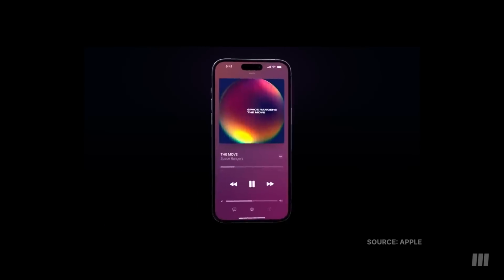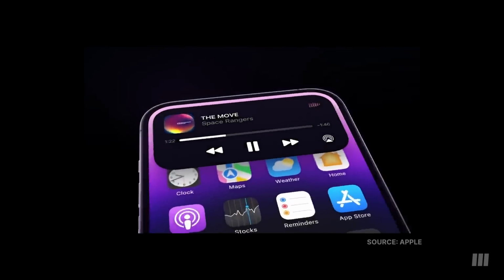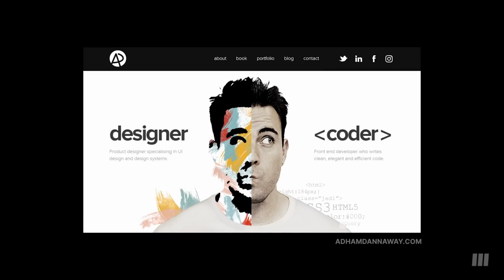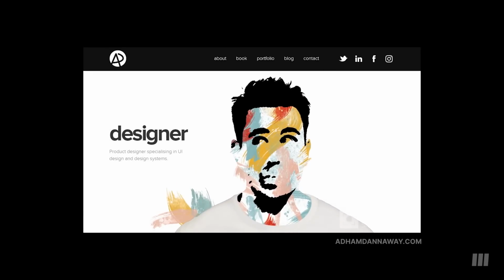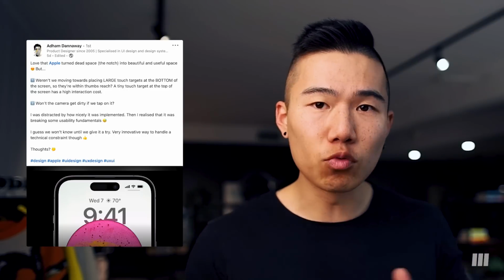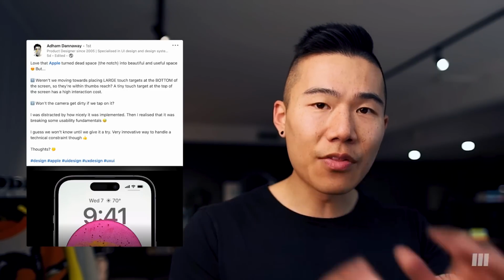The very first person that I saw sharing points around the Dynamic Island and why it's a failure was Adam Dunaway. Adam Dunaway is also from Sydney, Australia. He was actually an old colleague of mine, a great friend, a great guy, who helped me get into the UX space very early on in my career. I don't know if he was the original poster of these points, but very quickly I saw other people reposting what he had posted on other social platforms.